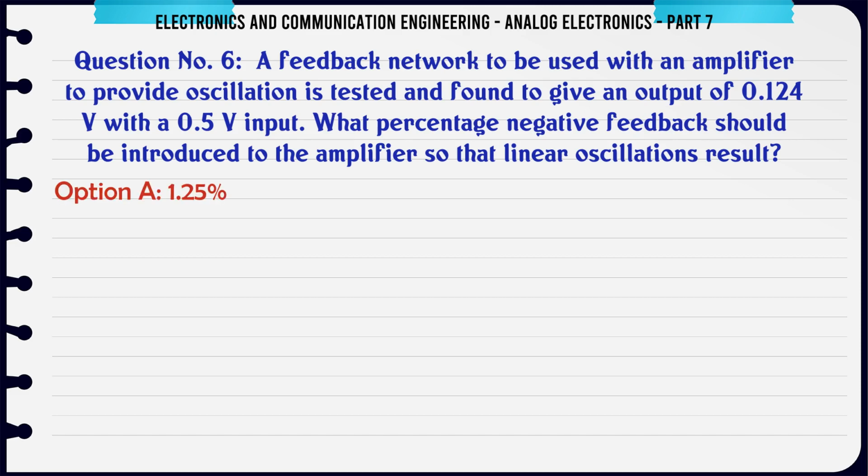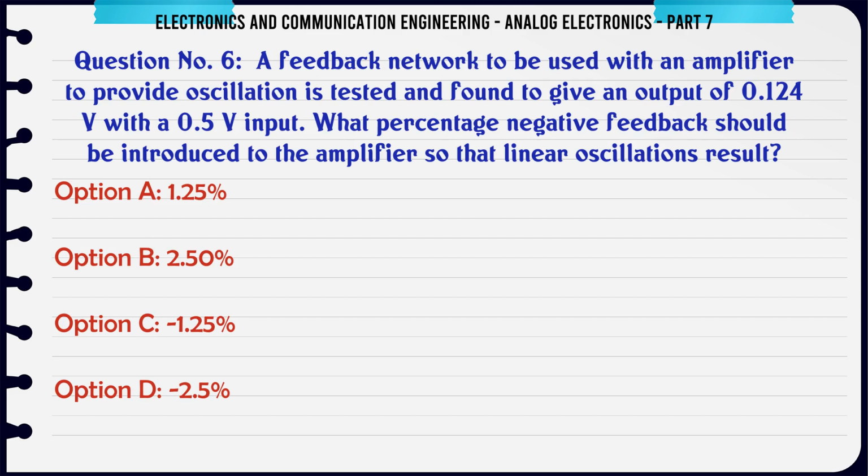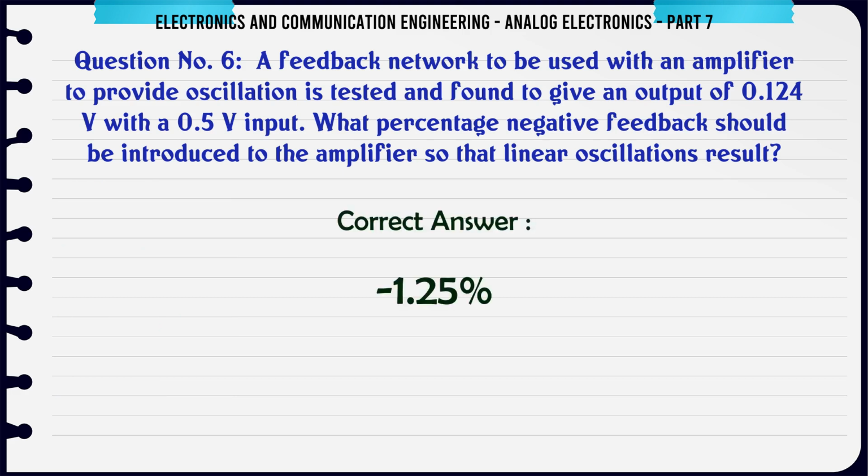A feedback network to be used with an amplifier to provide oscillation is tested and found to give an output of 0.124 V with a 0.5 V input. What percentage negative feedback should be introduced to the amplifier so that linear oscillations result? A. 1.25, B. 2.50, C. 1.25, D. 2.5. The correct answer is 1.25.